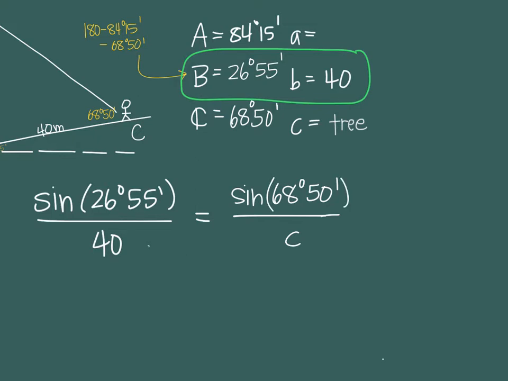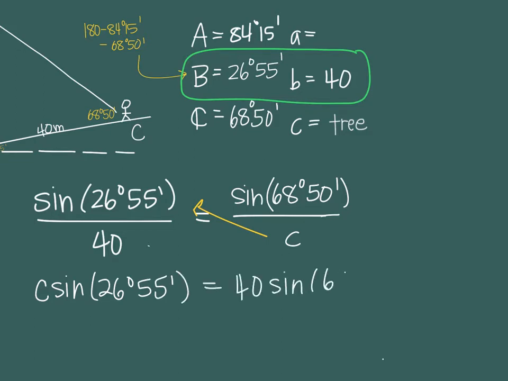If the picture's in the book, you don't have to draw the picture. But you should have the capital ABC and the lowercase ABC set up in rows that you can match those up, and some cross multiplication. All right, so I'll cross multiply. C will cross multiply across, and I'll get C times the sine of 26 degrees 55 minutes. And 40 will multiply across to 68:50.